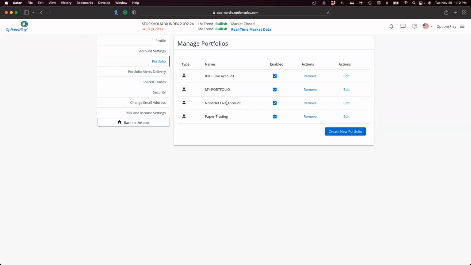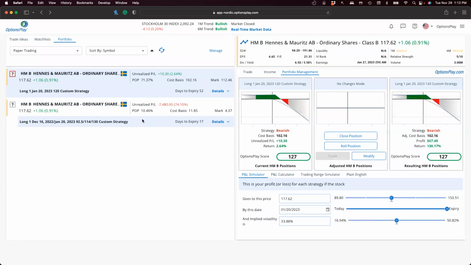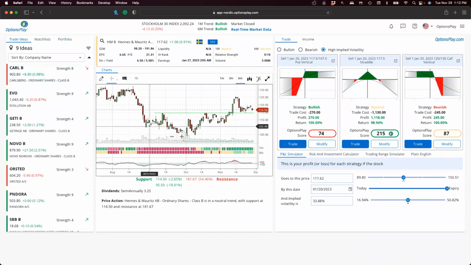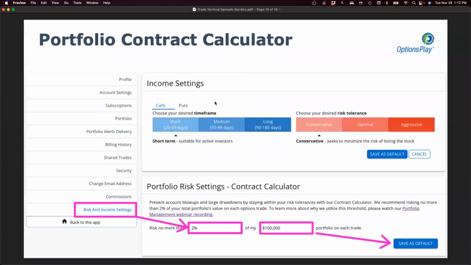So if you have a Nordnet account and you have an Avanza account and you have a paper trading account, you can track everything all at once using the OptionsPlay platform. And like I said, not only can you use this tool to add trades to your portfolio, you can also manage them. So if you have an existing position that you want to roll or you want to close, just click on the close button, add it to your portfolio, and it'll close those trades in your portfolio, making it much easier to manage. So hopefully that's helpful in giving you a better understanding.